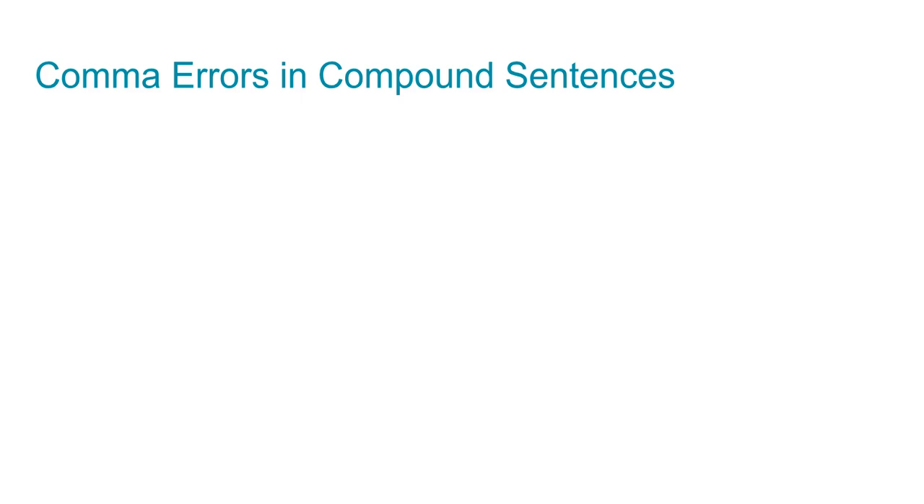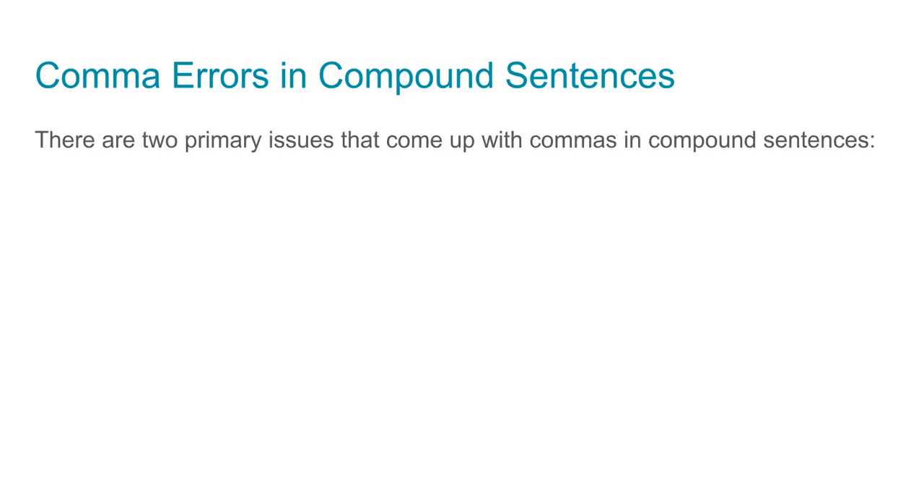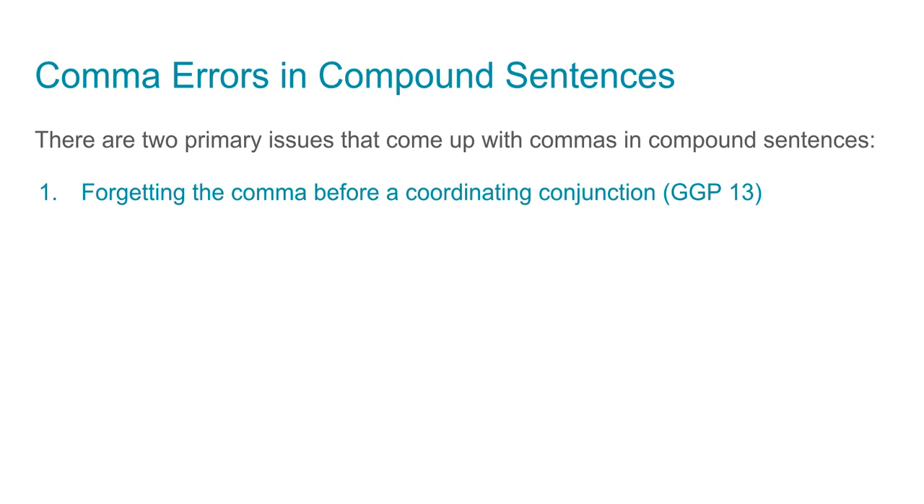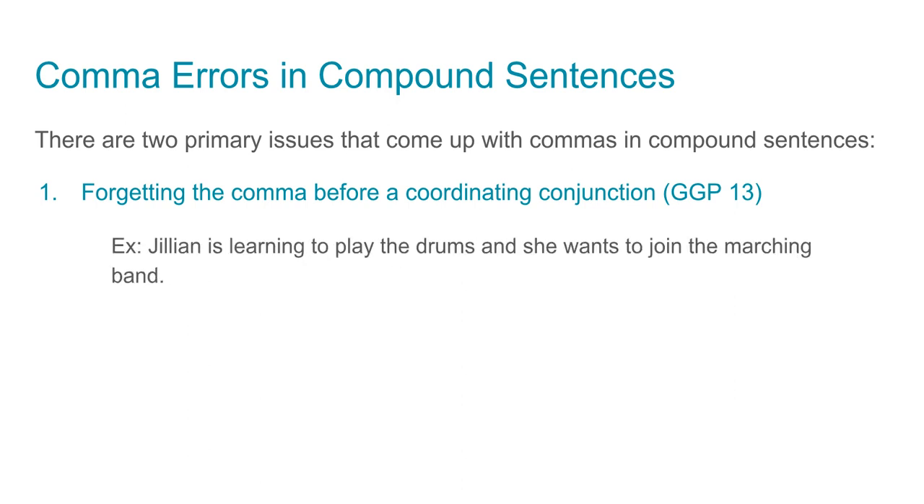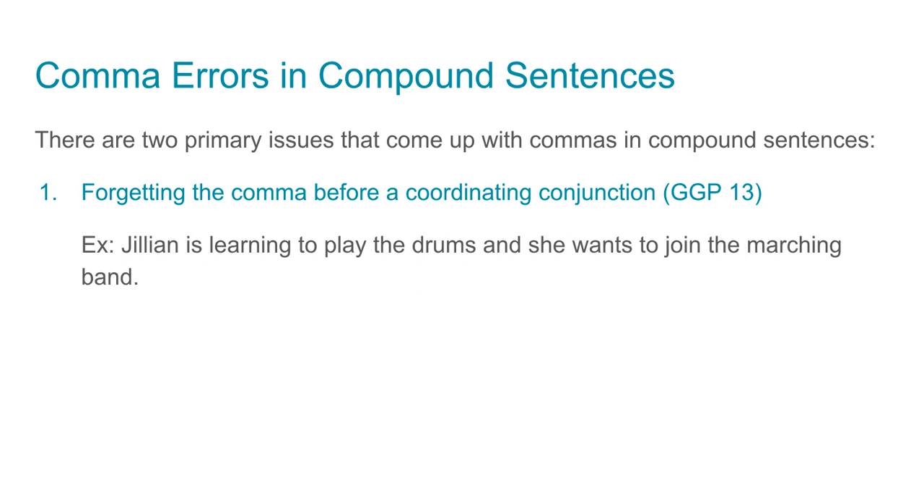So we can have a couple of errors when we work on compound sentences and commas. The first is that you forget the comma before a coordinating conjunction, which is Grammar Game Plan number 13. For example, Jillian is learning to play the drums and she wants to join the marching band. We saw earlier that this is a compound sentence, but this time we see it without the comma before and.